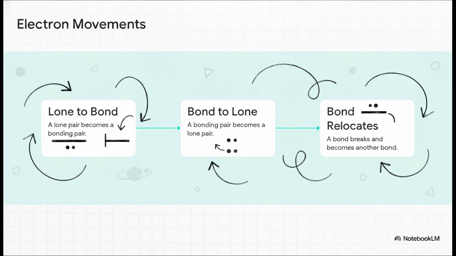In organic chemistry, we actually track this flow of electrons using curved arrows. An arrow just starts where the electrons are and points to where they're going. So, whether a lone pair shifts to form a new bond, a bonding pair retreats back into a lone pair, or a bond entirely relocates, literally all organic reactions are just variations of these 3 fundamental choreography steps.